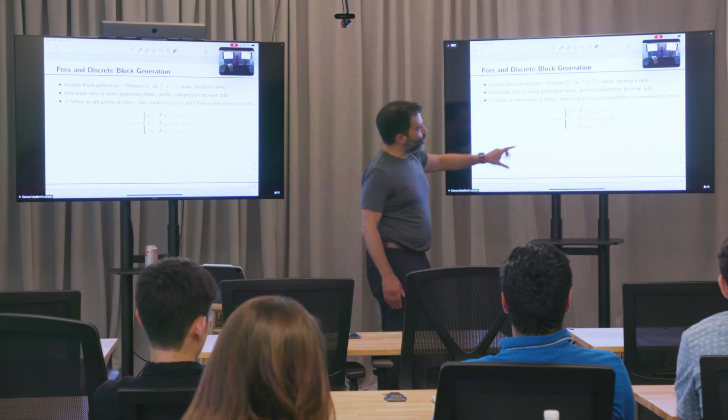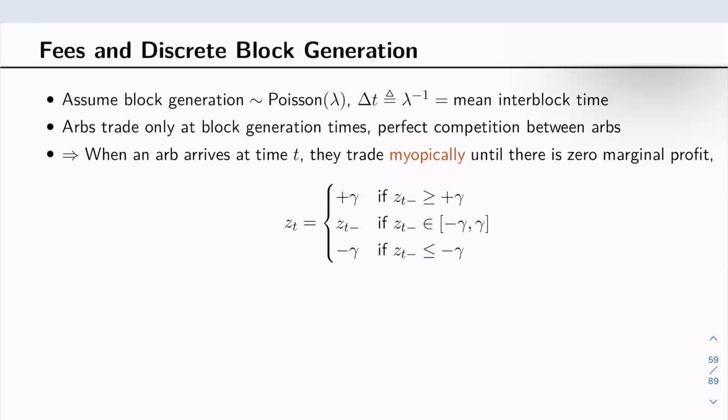So in that setting, when an arb arrives, if the mispricing is greater than gamma, where Z_t minus is the mispricing the instant before they arrive, if it's bigger than plus gamma, they'll trade down to gamma. If it's less than minus gamma, they'll trade up to minus gamma. In the middle, they won't do anything. This is how the arbs behave.